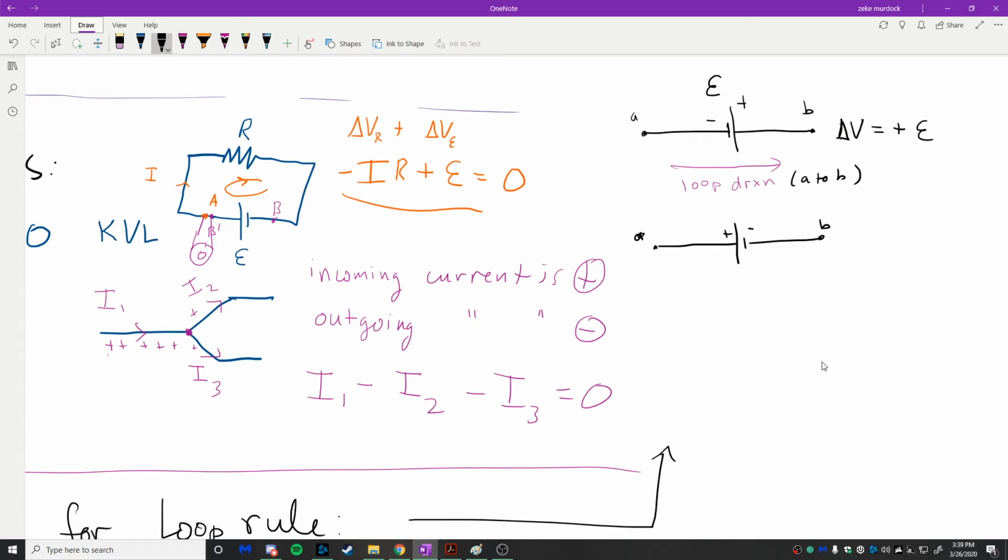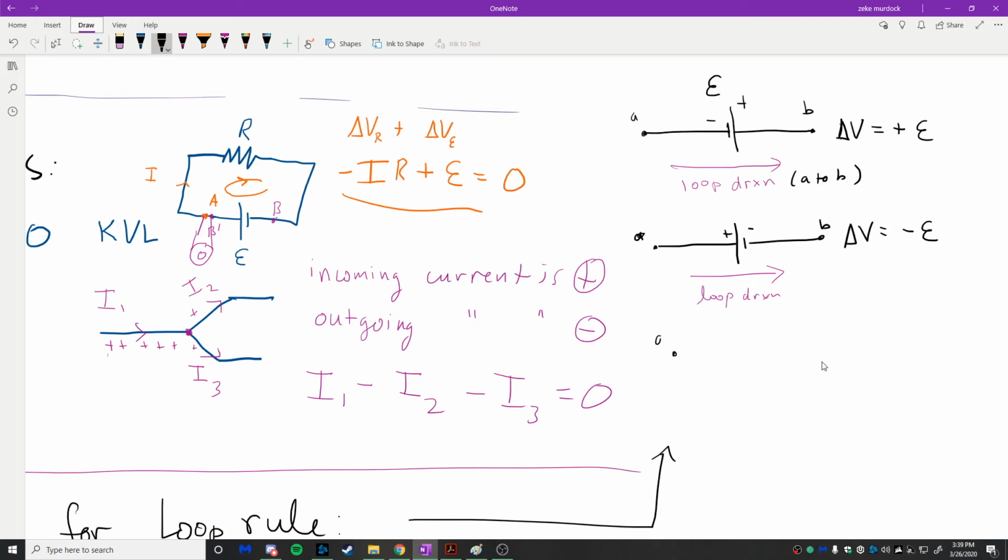And if your loop direction now is the same as above, so your loop direction again is in that direction, we'll continue to make the loop direction this way. Then, just in case, I'll draw this. This is going to give you delta V equal to negative E, because you're going from the high point of potential to the low point of potential, all right? The other possibilities are with a resistor.